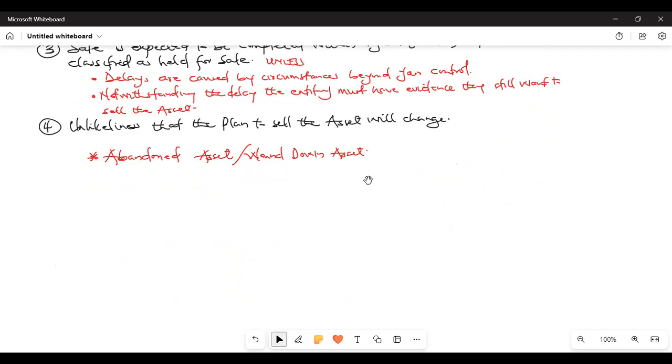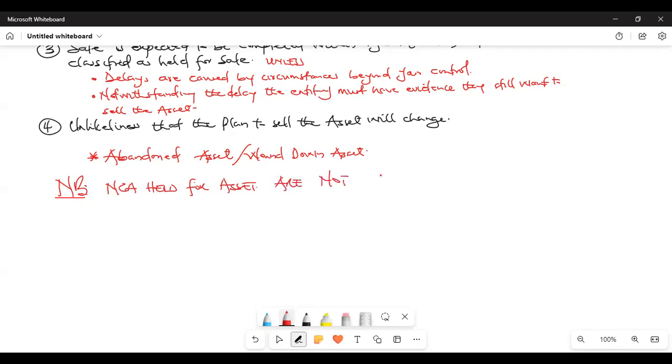Now, the measurement has some similarities with IAS 36 when we were doing the impairment. But before I move on, let me make a big note: NCA held for sale are not depreciated. This is a big thing you must know. All right, then we talk about the measurement.